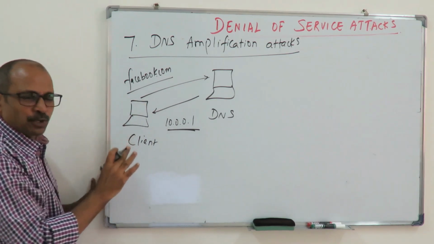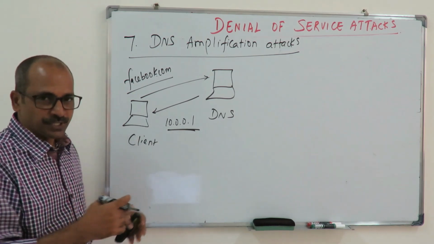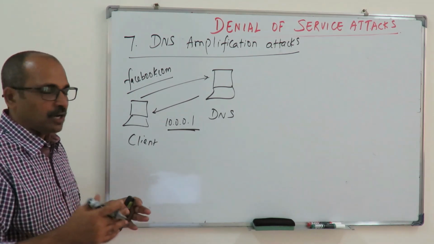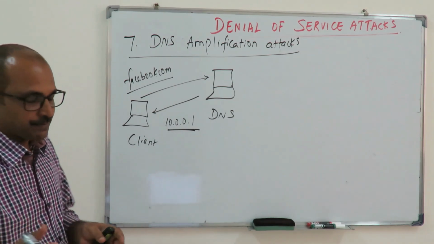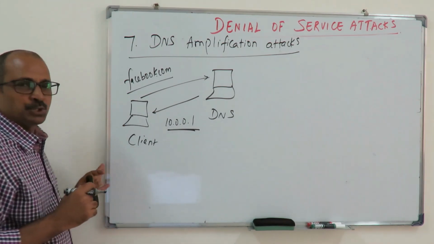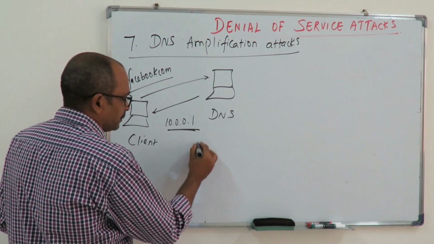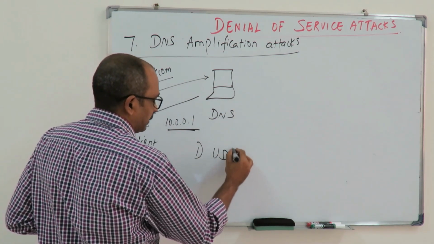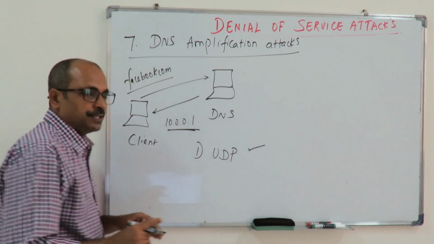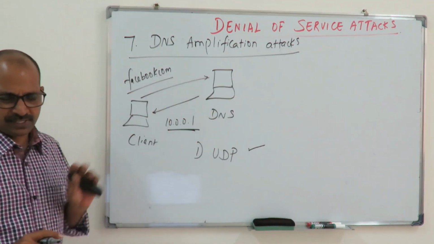Now, the two important things you have to know here. Our aim is not to discuss DNS itself, but how the DNS concept will be used for denial of service attacks. Two important things we have to discuss. The first one is the protocol. What is the protocol used? Here it is the UDP protocol. The UDP protocol is used for sending the DNS request, DNS reply, all these things.